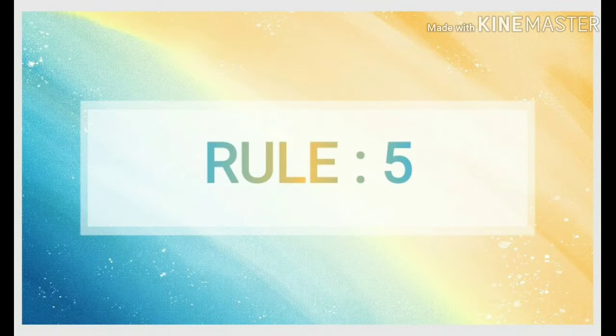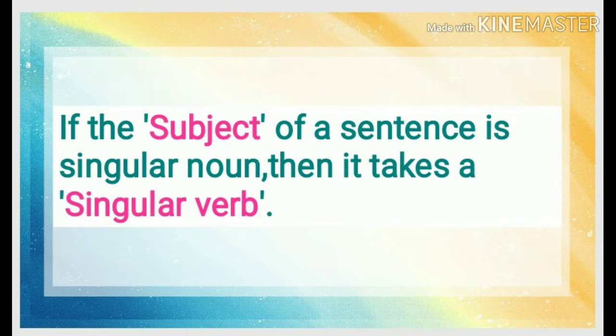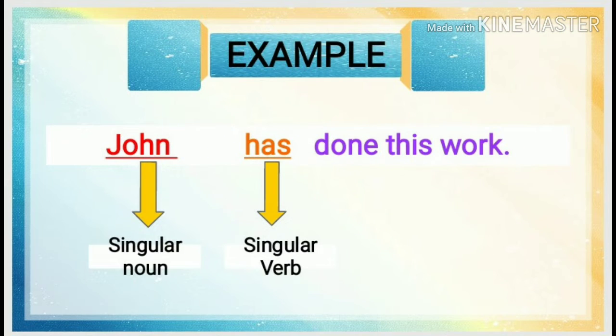Now with this, we'll move to rule number 5, and that is: if the subject of a sentence is a singular noun, then it takes a singular verb. Here is the example of it. John has done this work. In this sentence, John is the subject and it is a singular noun. So we use the singular verb has with John.